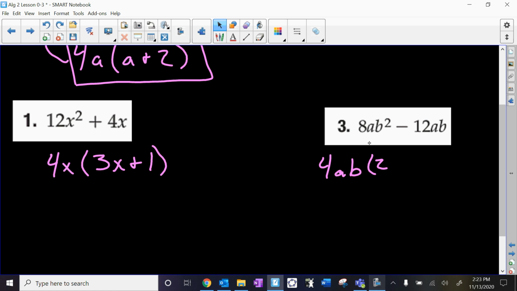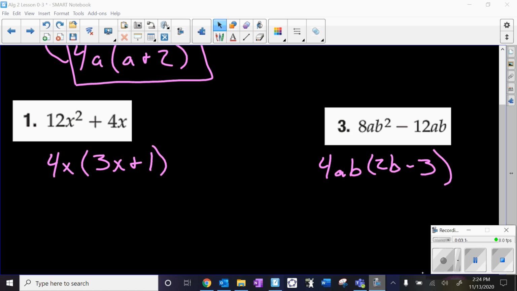I took out the a, and I took out 1 b. I'm left with another b. Minus 12 divided by 4 is 3. I took out the a, and I took out the b. So there are a few examples of how to factor out a greatest common factor.